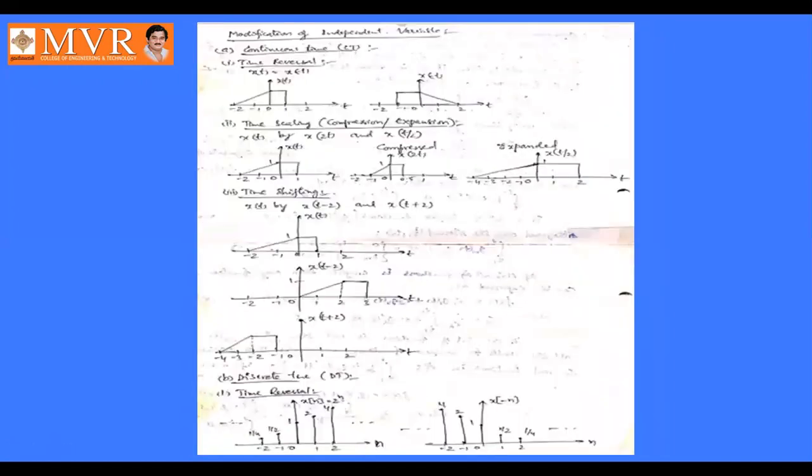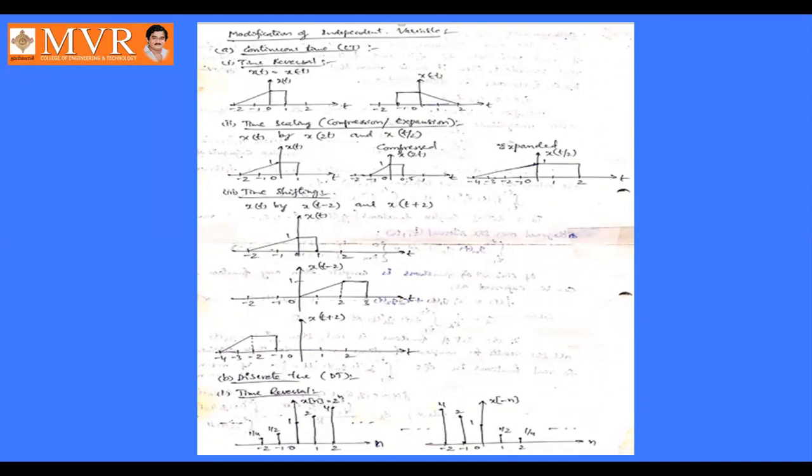Next, modification of independent variables. Suppose we take a continuous time signal, a CT signal. The modification of independent variables is, first, the time reversal property. Time reversal means, suppose x of t is like this. So what is time reversal? Time reversal is nothing but a mirror image.